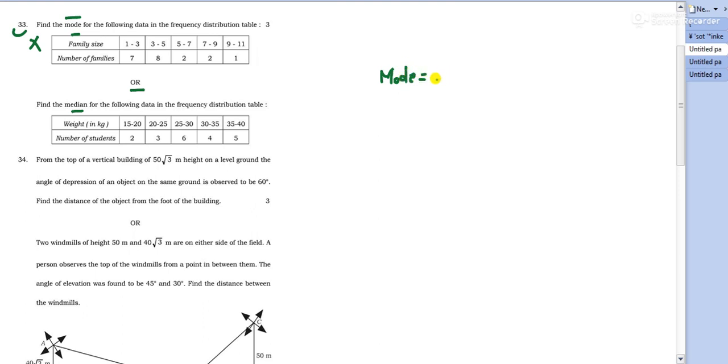What is the mode formula? It is L plus (f1 minus f0) divided by (2 f1 minus f0 minus f2) into h. Okay, now what are all this that you will get from this table?